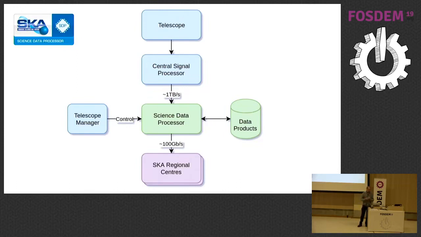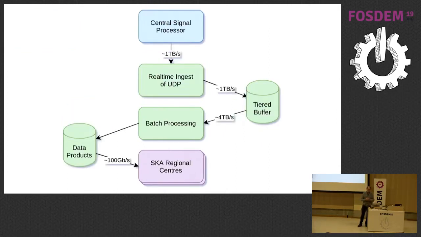The next step is, as we said, to get that ingested. If we zoom a little further down, we've got the data coming in and these sets of real-time processes to ingest the UDP. They're roughly writing into this tiered buffer system at about 1 terabyte a second, and they're reading out for the batch processing at an order of magnitude between 4 to 10 terabytes a second. And for the output, the data products are an order of magnitude smaller.